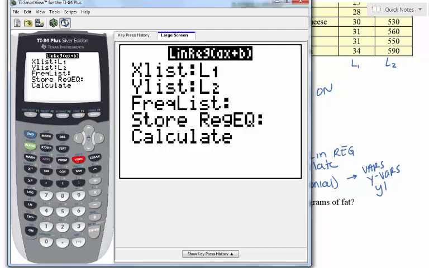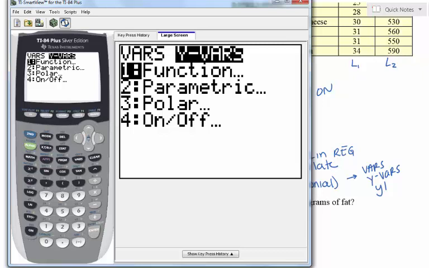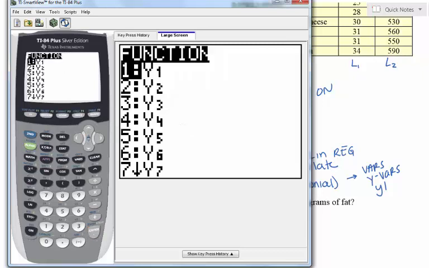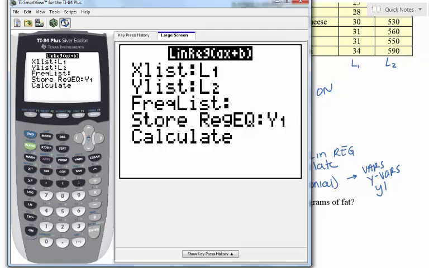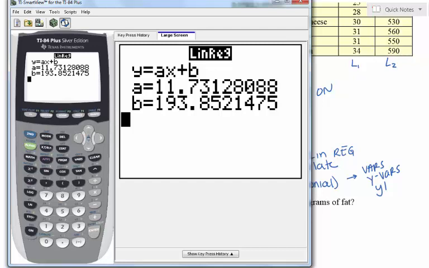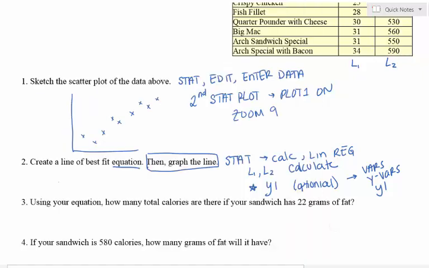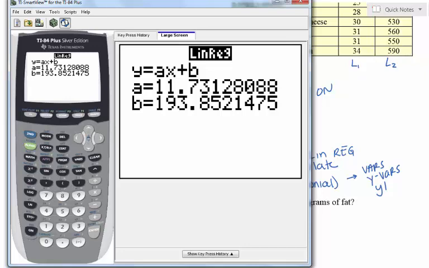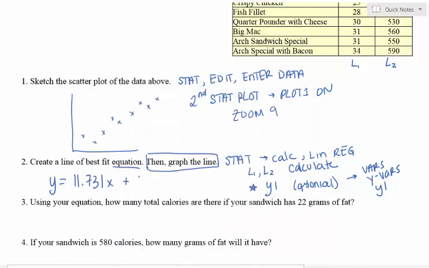If I go to VARS right here, go to the right to Y-VARS, hit enter on function, Y1, I can store it in Y1. So I'm going to do that, go down and press calculate. So now they've given me all the information that I need to write this equation. Y equals AX plus B, so I could use A and B to write my equation. So Y equals, well, A was 11.731 X plus B, right? That they're giving me the equation, 193.852.